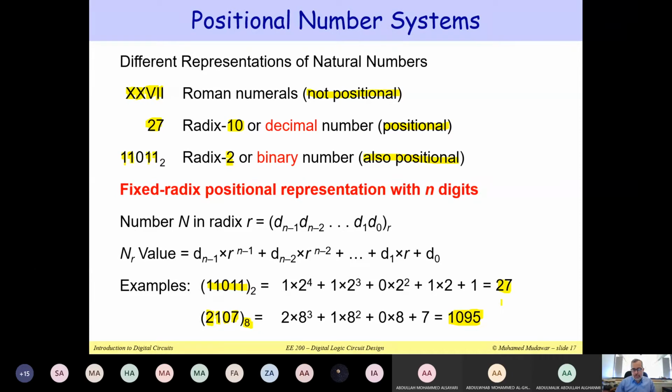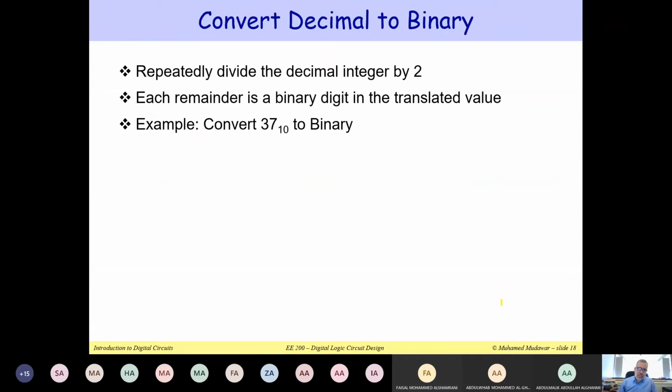Any idea? How do I convert a number from decimal to binary? How do I take a number like 27 and obtain its binary value? Convert it to binary. How do I do this? Divide by 2. By division. Divide by 2. Yes, by division. Divide by 2 and what? Remainder. Yes, look at the remainder. Exactly. So this is the procedure.